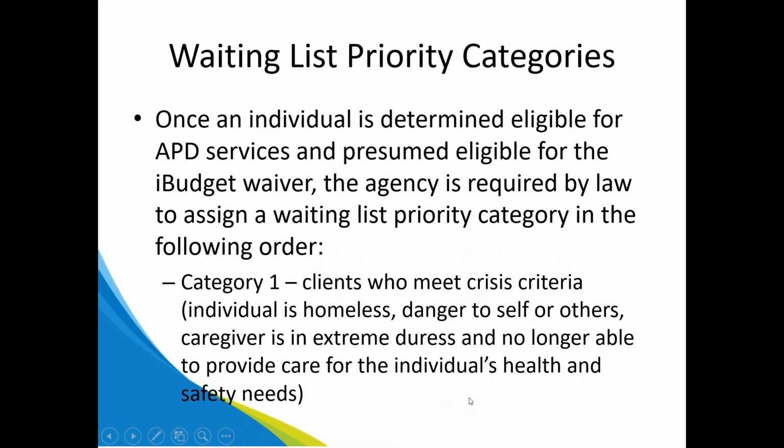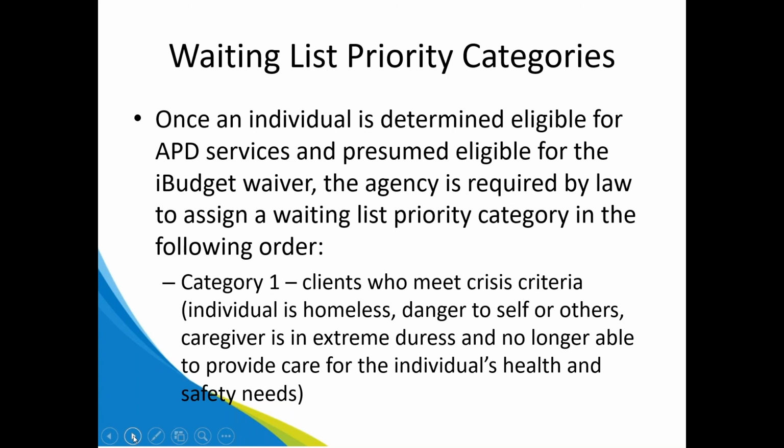Now we're going to discuss the waiting list priority categories. Once an individual is determined eligible for APD services and presumed eligible for the iBudget waiver, the agency is required by law to assign a waiting list priority category in the following order. Category 1 are clients who meet crisis criteria. Either the applicant is currently homeless, living in a homeless shelter, or living with relatives in an unsafe environment.